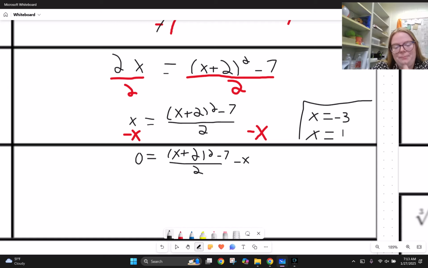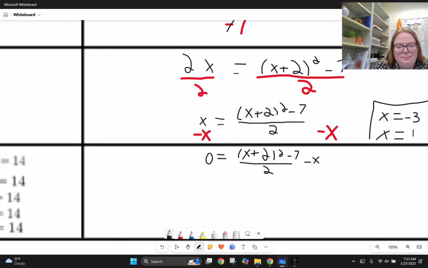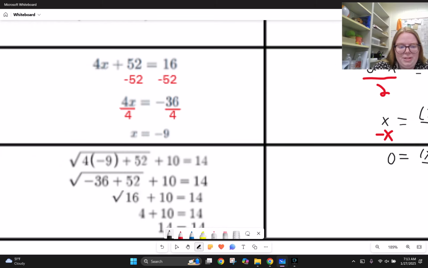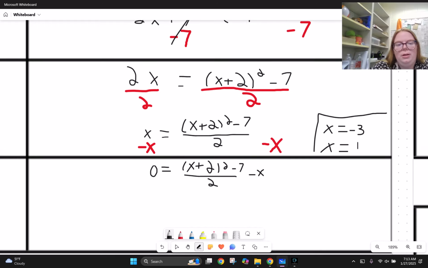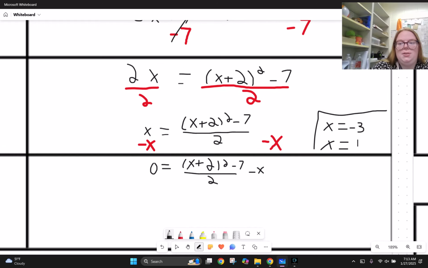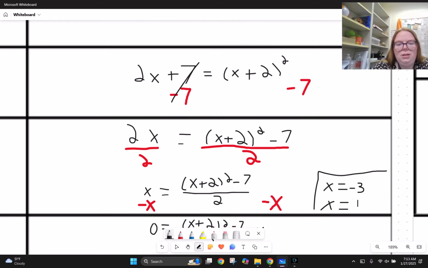So we're going to plug them into our original equation. It doesn't matter which one you start with as long as you do both of them. Okay, you can have it that both are extraneous, only one of them are extraneous, or neither of them are. So you do have to check both. If both of them are extraneous, then we just say it's no solution and we're done.